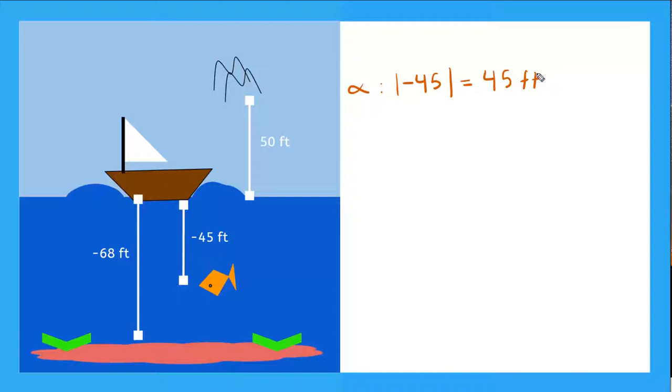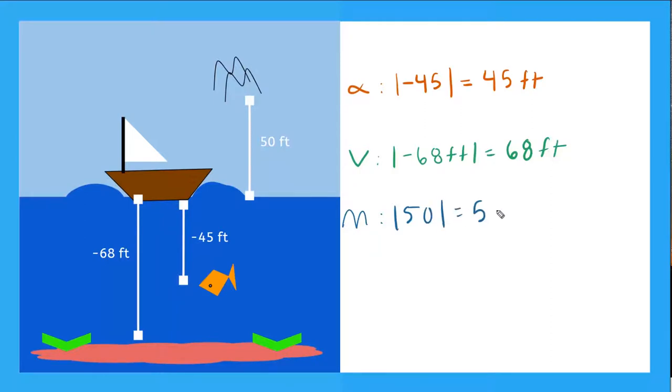Okay, next up we have the coral reef. The coral reef is down there at negative 68 feet. When we take the absolute value of that, we get 68 feet. Perfect. And lastly, we have those silver gulls. The birds are at 50 feet above sea level, and that gives us just positive 50 feet.